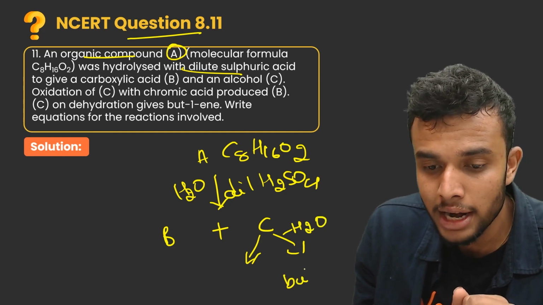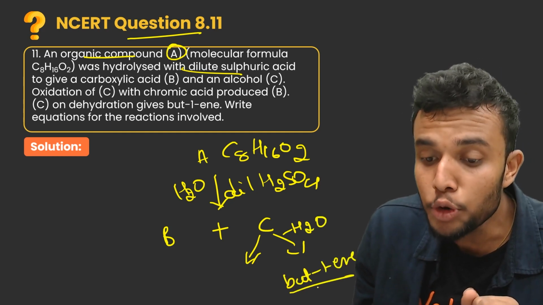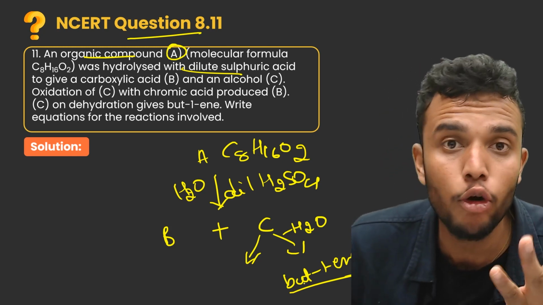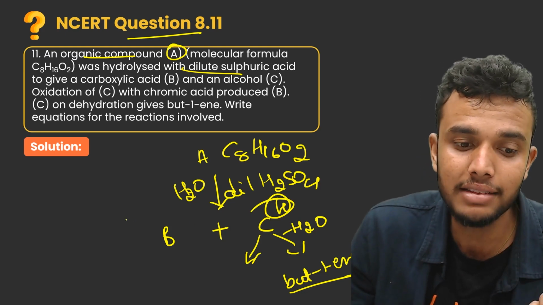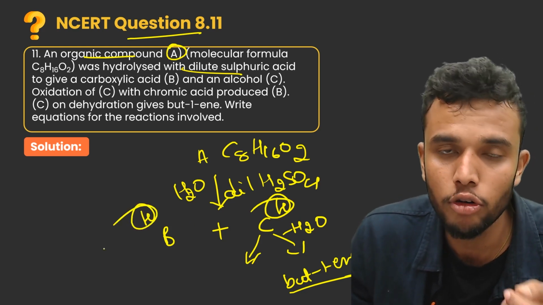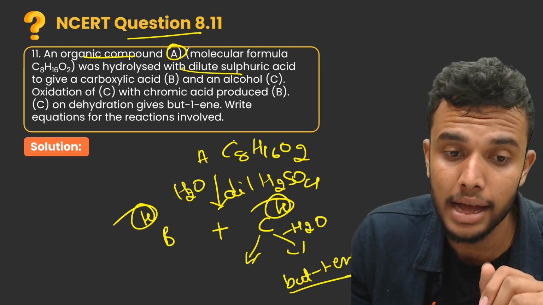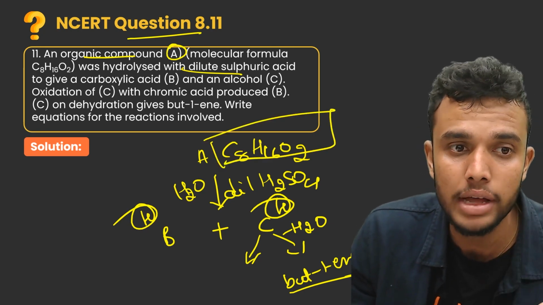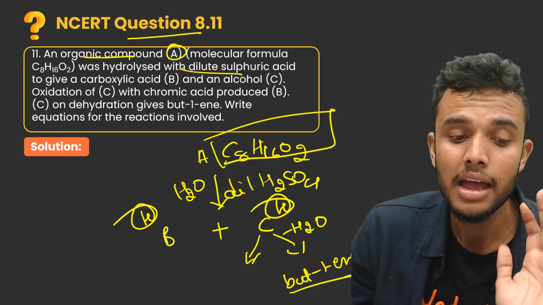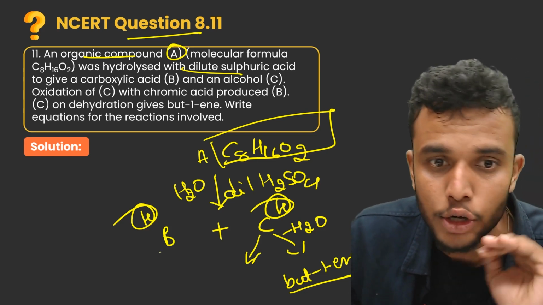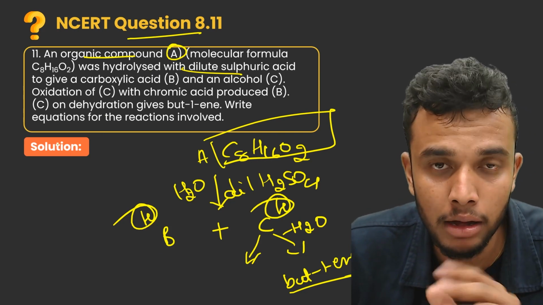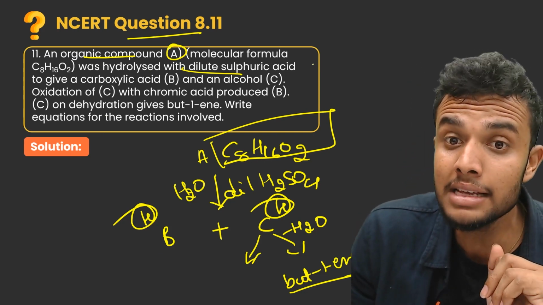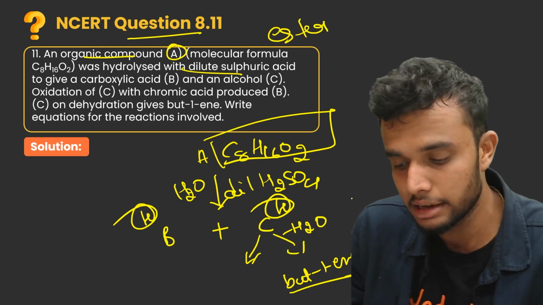It gives but-1-ene. Students, but-1-ene is a 4-carbon compound. The alcohol is a 4-carbon compound. The carboxylic acid is also 4-carbon. What happened when compound A underwent hydrolysis? It gave a 4-carbon carboxylic acid and a 4-carbon alcohol. From this data, what will be confirmed? The compound is an ester. The compound is an ester. That's why its molecular formula becomes this one, right?